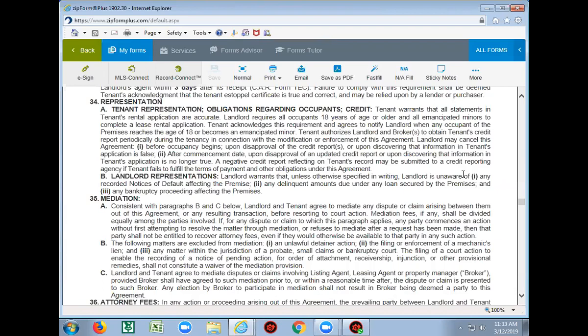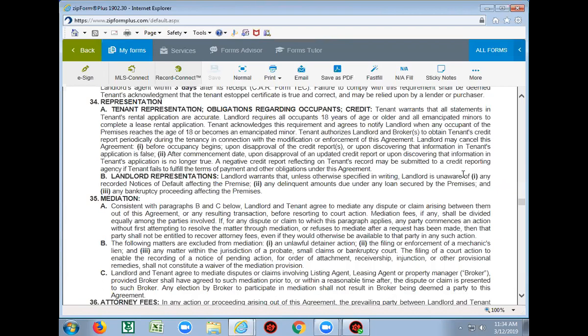So the tenant authorizes a landlord and broker to obtain the tenant's credit report periodically during the tenancy in connection with the modification and enforcement of this agreement. Landlord may cancel this agreement before occupancy begins. Okay, I'm sorry, let me repeat it. After commencement day, upon disapproval of an updated credit report, upon discovering that information in the tenant application is no longer true, a negative credit report reflecting on tenant's record may be submitted to the credit report agency if the tenant fails to fulfill the terms of payment and other obligations under this agreement.